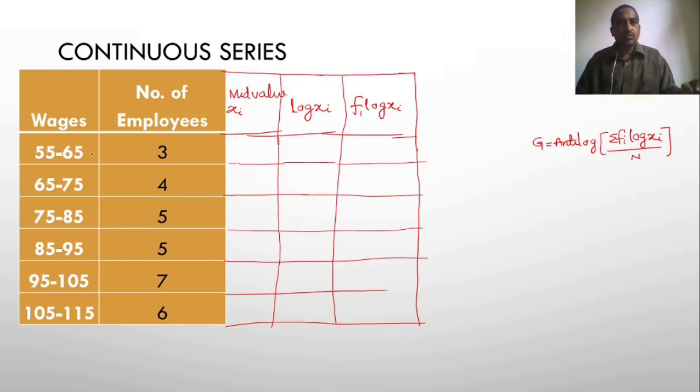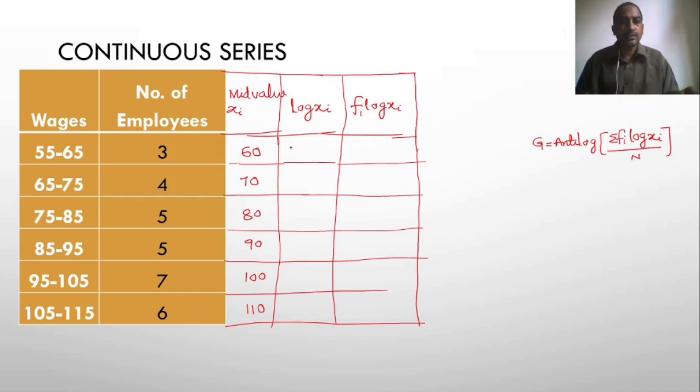The mid value is the average of lower limit and upper limit. 55 plus 65 is 120, 120 by 2 is 60, right? For the remaining, you observe that the classes are equidistant, so the class width is 10. The next one is 70, next is 80, next is 90, next is 100, next is 110. Once you find the mid value, you find log xi.